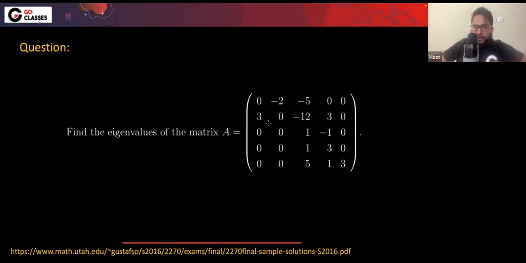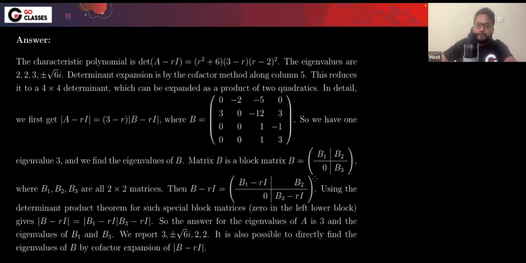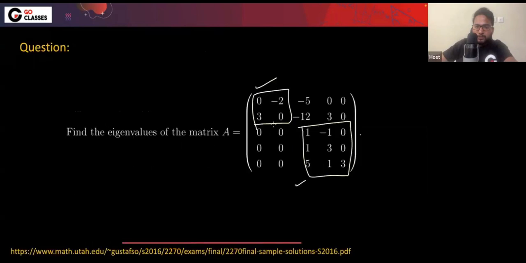Now find the eigenvalues of this. Is this a block matrix? So this is okay, this is okay, right? So basically, you can find out the eigenvalues of this and the eigenvalues of this. So they have separated it out. B1, B2, B3 are 2 cross 2 matrices. B1, B2, and B3. 0, 0.